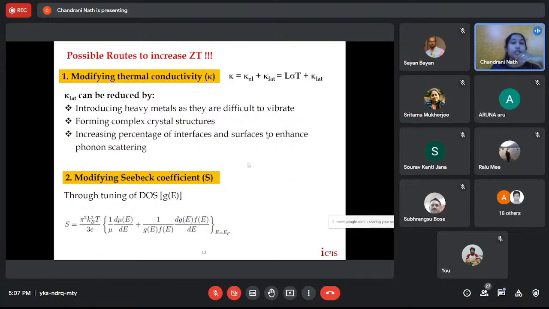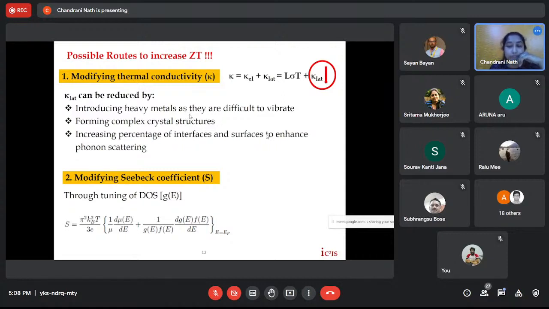So what can be the possible solutions? Let us see what are the possible routes to increase the efficiency. We can modify the thermal conductivity. There is one term that we can play with, and that is the lattice part, the phonon contribution. So how can we do that? By introducing heavy metals, as they are difficult to vibrate. So if we introduce heavy metals, the phonons will not vibrate as much.